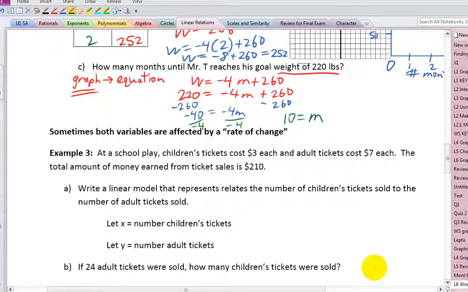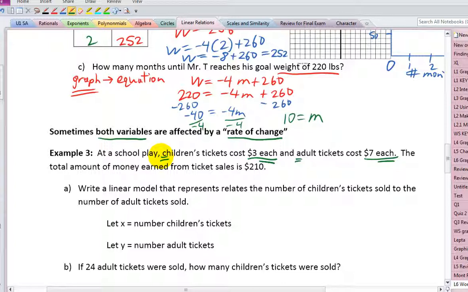Okay, our last word problem is a little bit different format. So here we have both variables being affected by a rate of change. So the school play children's tickets cost $3 each. There's that word each. Adults cost $7 each. There's that word each. So we could use X and Y, but what else could we use to reflect the difference between children's tickets and adult tickets?